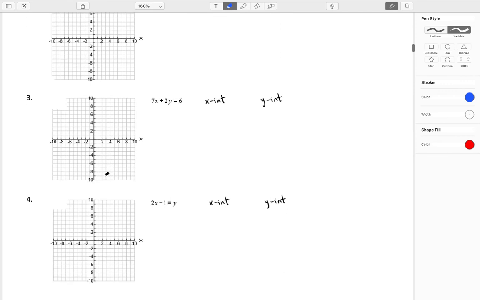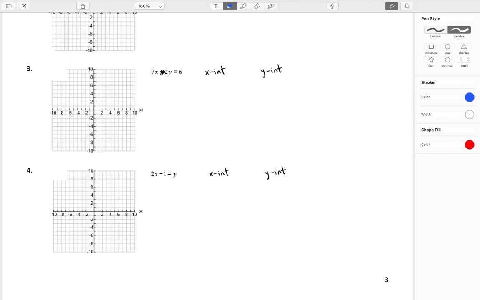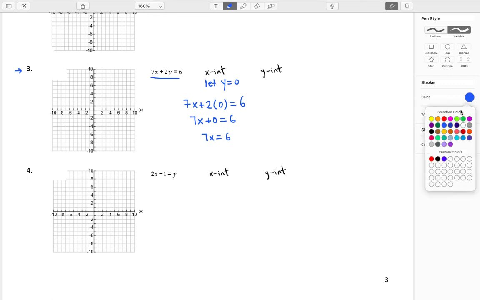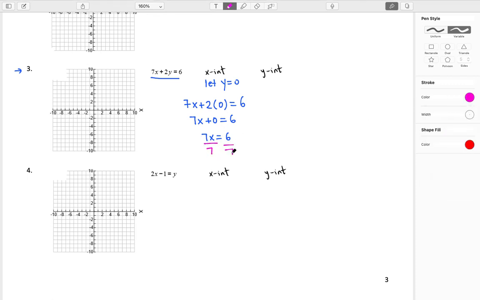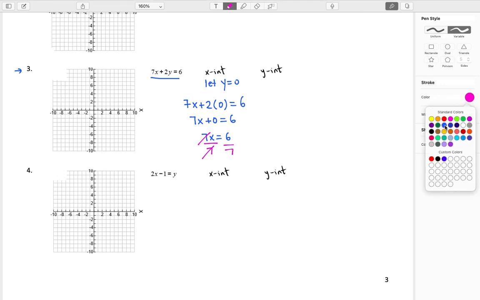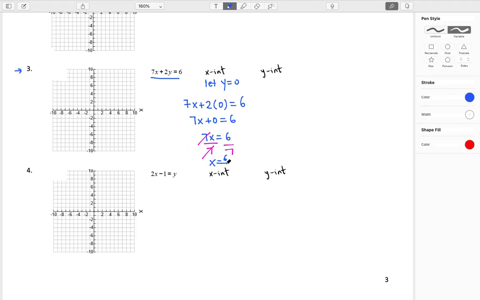Okay, let's try example 3. We're given this equation. To find the x-intercept, we're going to let y equal 0. So I'm going to plug in 2 times 0. 2 times 0 is just 0, so we have 7x equals 6. We're going to divide both sides by 7, because we want to isolate x. So x is equal to 6 over 7.